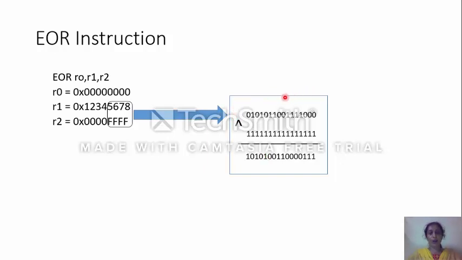Okay, so if you XOR anything with 1, 1, 1, 1, you are getting the complement. So here 5, 6, 7, 8 was the given number and the output is A987. So if you complement 5, you will get A. 6 is complemented to 9, 7 is complemented to 8 and 8 is complemented to 7.